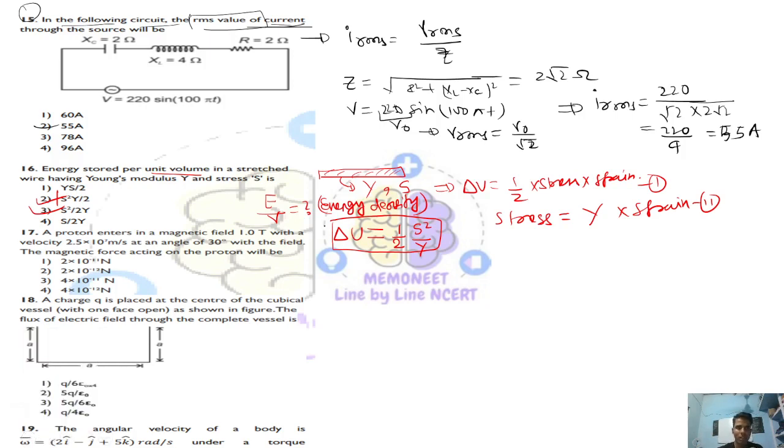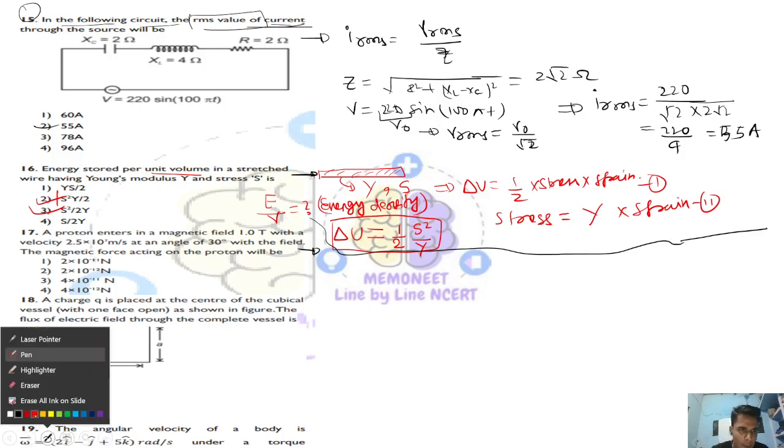Now moving to the next. First, let's separate it out. Now solving the next question is the solution of this question.